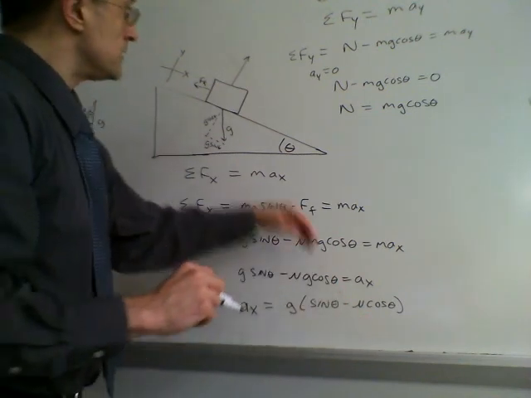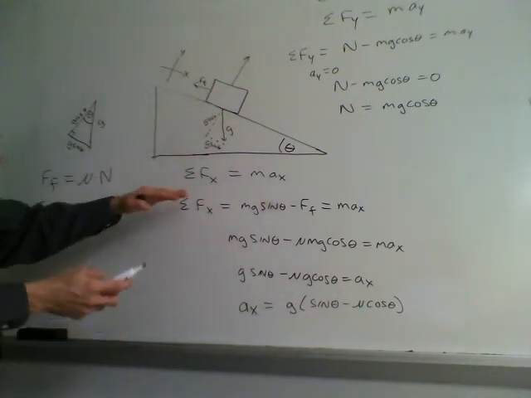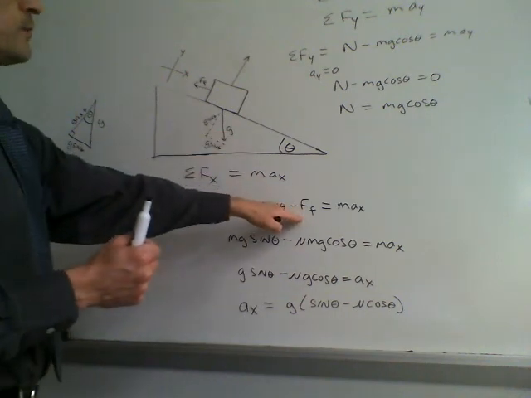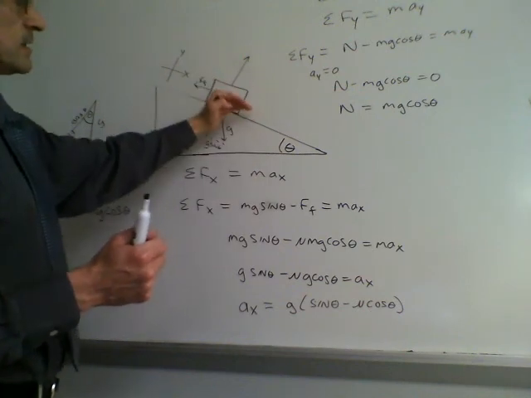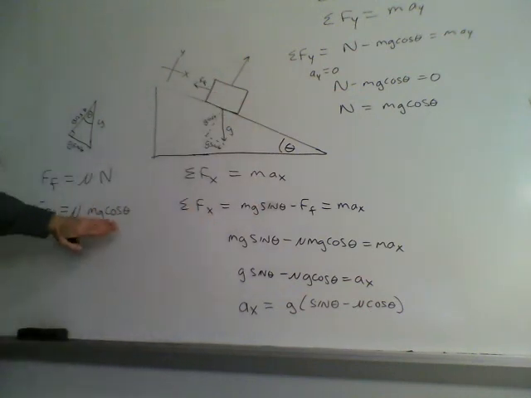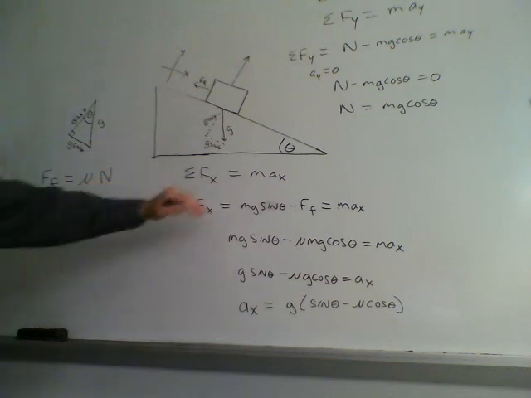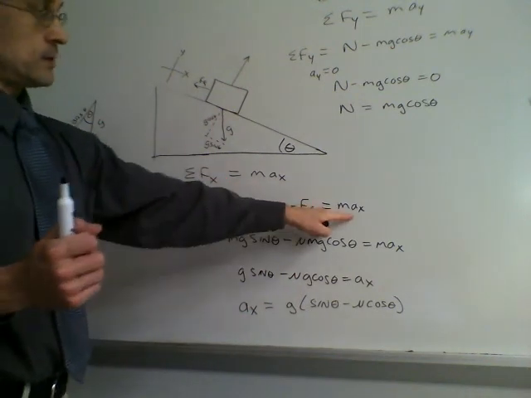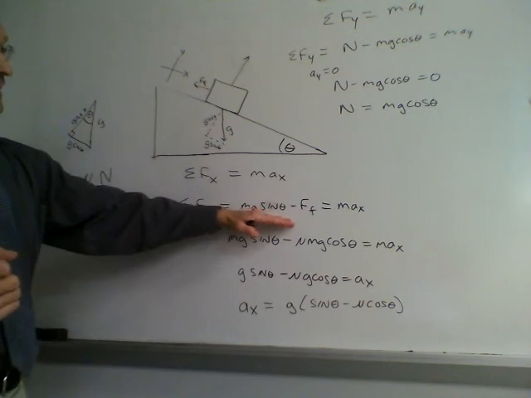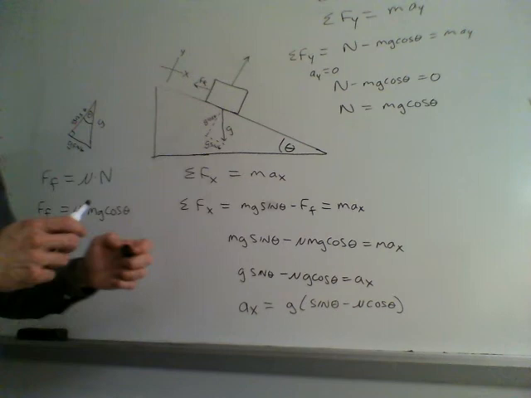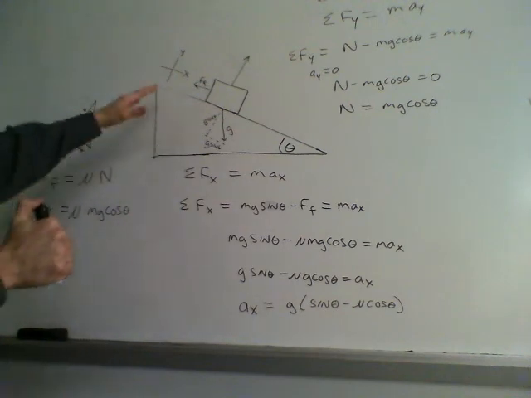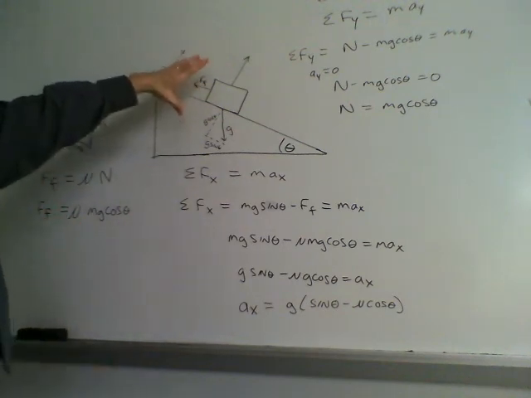If this is smaller than this, the block will remain stationary because, as we've talked about before, the frictional force will increase to match any force against it, but the frictional force will only increase up to a value of mu mg cosine theta. If mg sine theta is larger than this number, then the net force will be larger and you'll get the acceleration. If mg sine theta is smaller than the frictional force, then the block will remain stationary. So this is how we analyze blocks with friction, or items with friction.